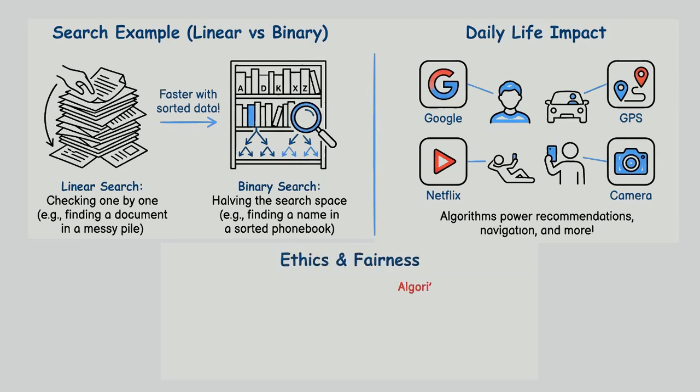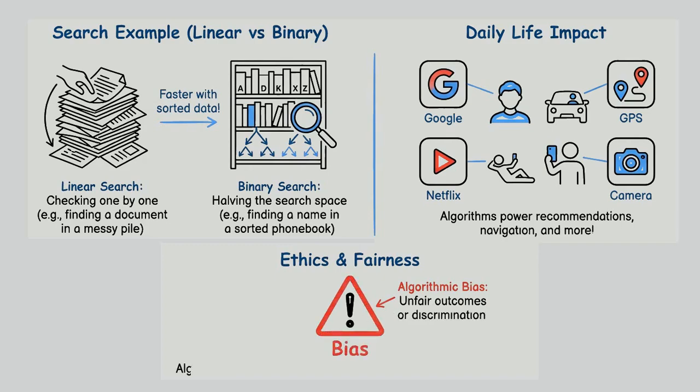And as algorithms take on more responsibility in finance, healthcare, hiring, we need to make sure they're fair, transparent, and accountable. That's why algorithmic bias is such a big issue. If an algorithm is trained on biased data, it can make unfair decisions. That's not just a bug, that's a serious problem.